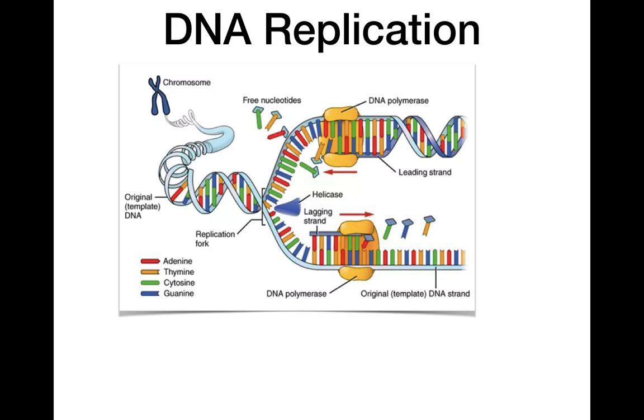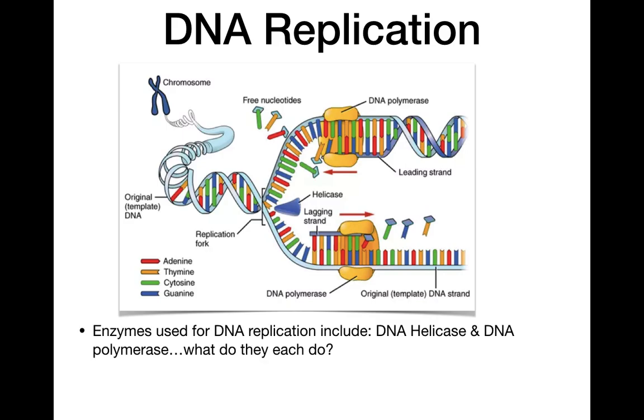So in this diagram, we're looking in particular at the enzymes. The enzymes that you'll notice are DNA helicase and DNA polymerase. These are the two that SL students have to know. So what does each of them do? Take a minute, pause the video, talk to your desk partner. Well, hopefully you have an answer at this point.